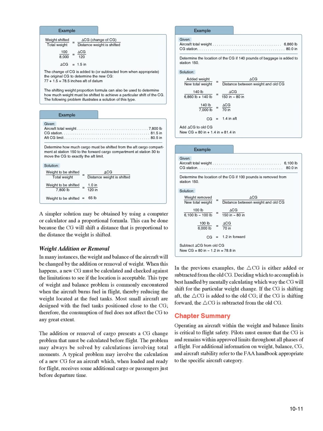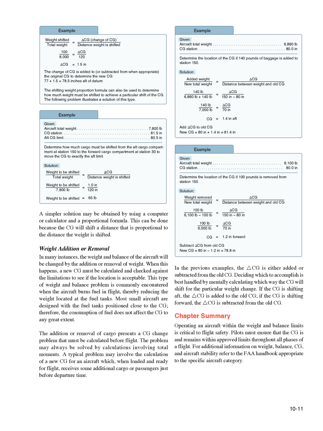This can be done because the CG will shift a distance that is proportional to the distance the weight is shifted. Weight addition or removal: in many instances, the weight and balance of the aircraft will be changed by the addition or removal of weight. When this happens, a new CG must be calculated and checked against the limitations to see if the location is acceptable. This type of weight and balance problem is commonly encountered when the aircraft burns fuel in flight, thereby reducing the weight located at the fuel tanks. Most small aircraft are designed with the fuel tanks positioned close to the CG, therefore, the consumption of fuel does not affect the CG to any great extent.